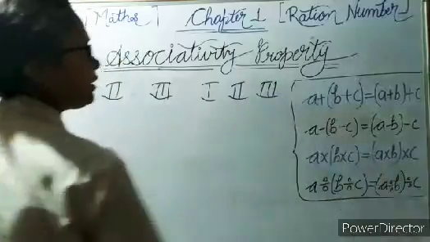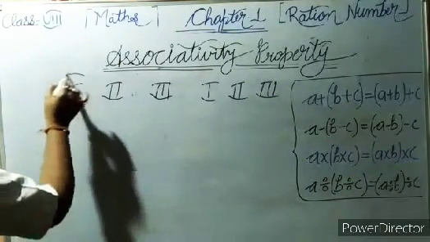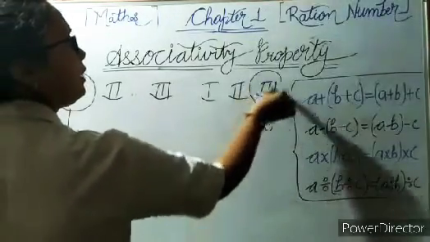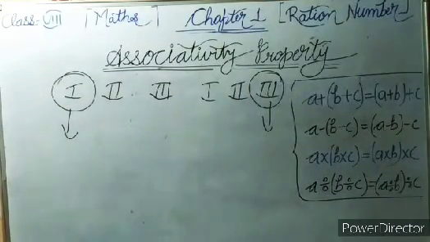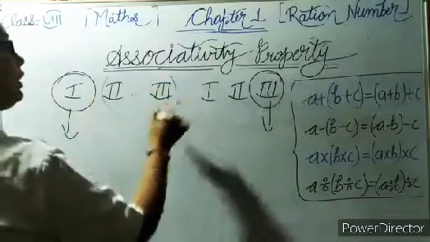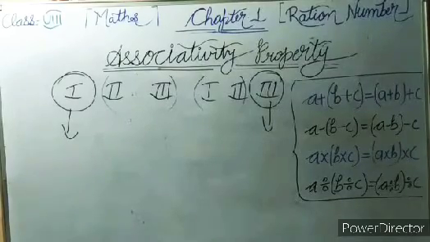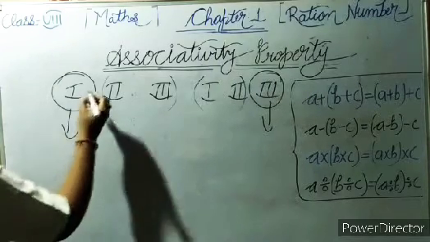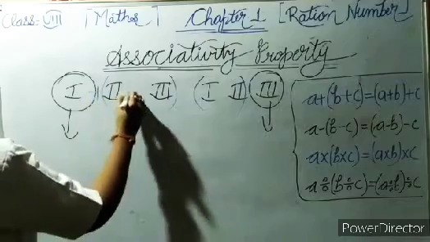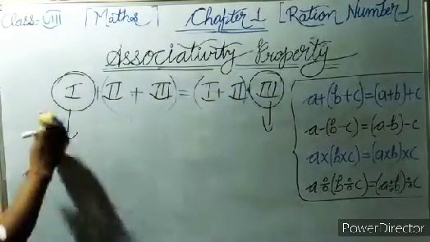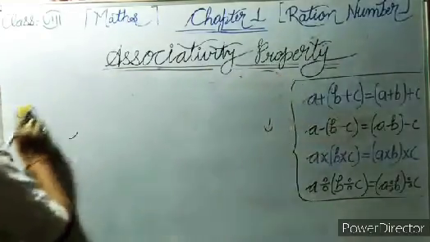The numbers' order is the same, but we solve the first two together, and in the other, we solve the last two together. Then we check whether it will give the same number or not. So first we check for plus, so here we put plus. What is the meaning of associative property?